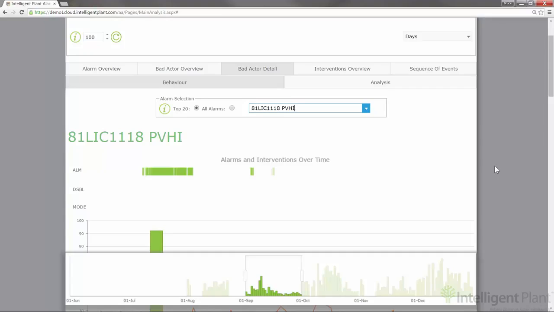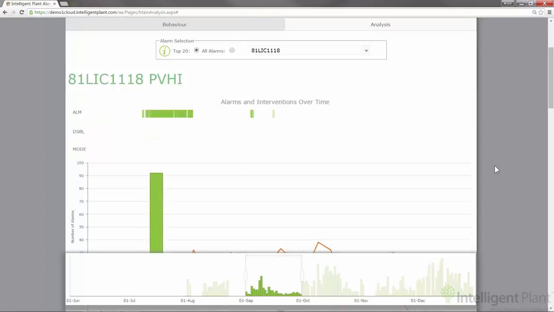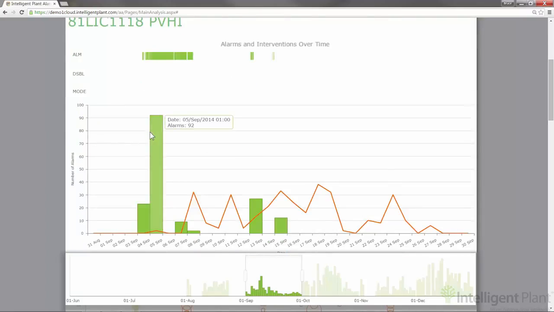First of all, we have a display in green of alarms over time. So we can see that on the 5th of September, this alarm happened 92 times, and that it was really only on this day that the alarm was a problem. In many alarm management systems, this is the extent of the detailed information displayed about a tag without going directly to the sequence of event SOE data. And really, it's not very helpful. But we have more to look at.